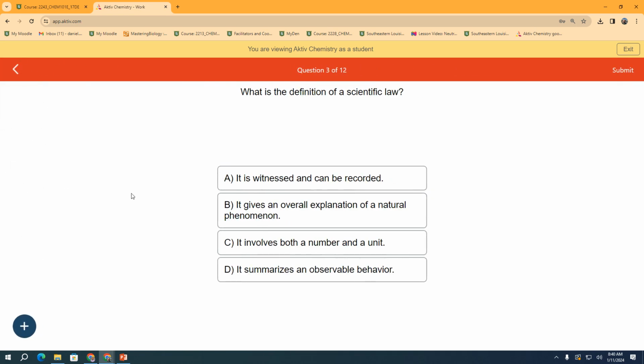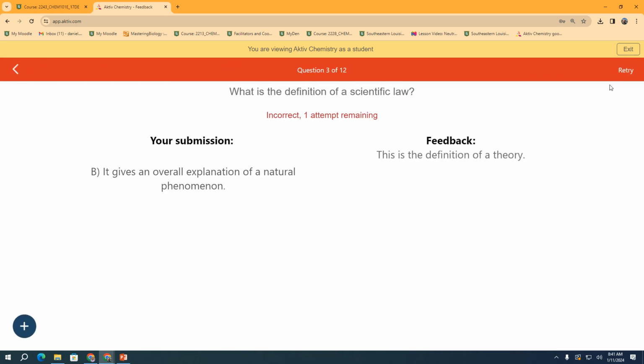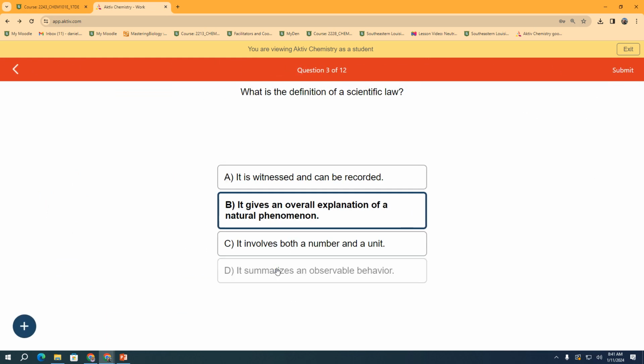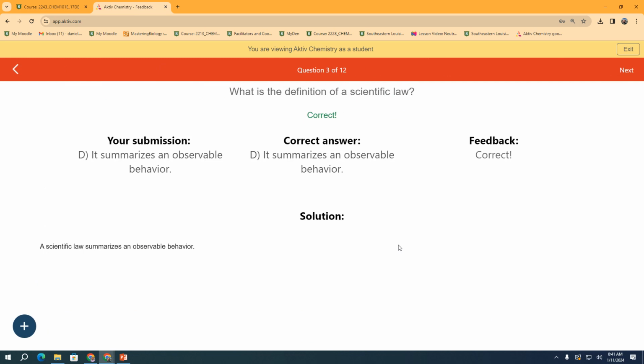What is the definition of a scientific law? All right. So it gives an overall explanation of a natural phenomenon. It may be this one that says it summarizes an observable behavior, but I'm going to try this one first. And so that tells us it's wrong. All right. So the correct answer was it summarizes an observable behavior. Remember that laws are summaries.